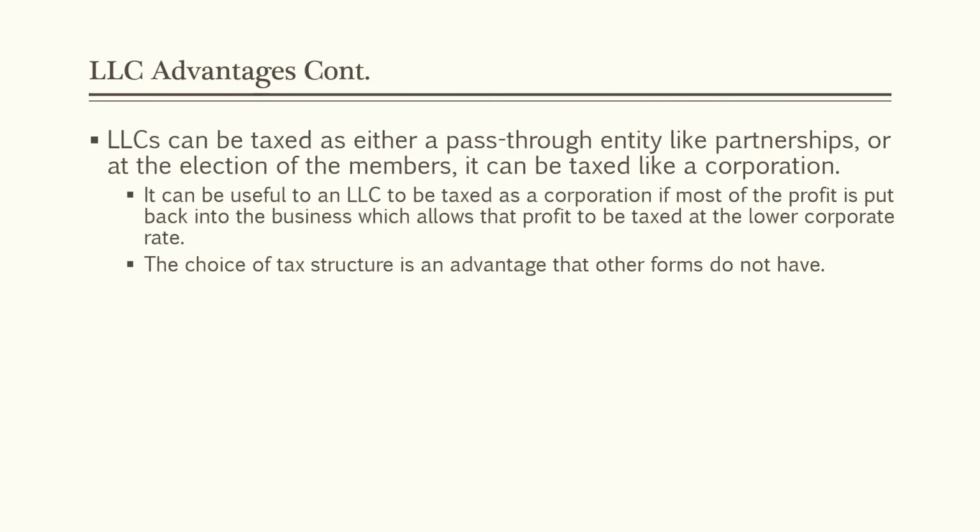LLCs are unique in that they can be taxed as either a pass-through entity like partnerships, or at the election of the members, it can be taxed like a corporation. It can be useful to an LLC to be taxed as a corporation if most of the profit is put back into the business, which allows that profit to be taxed at the lower corporate rate. The choice of tax structure is an advantage that other forms simply do not have.